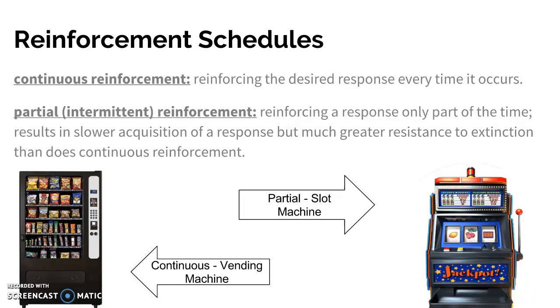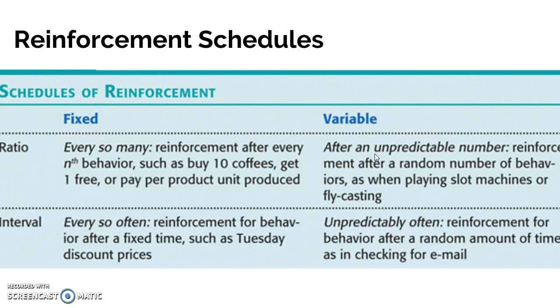The other kind is partial or intermittent reinforcement, reinforcing a response only part of the time. This results in slower acquisition of a response, but much greater resistance to extinction. A slot machine is an example of this. That's why people can sit there and shove quarters in those things over and over again, because they think that they might win, and every now and then it does spit some money out. These things are programmed to let you win every now and then, but probably to never win big. So that's why the resistance to extinction is so high, because it does produce some sort of results.